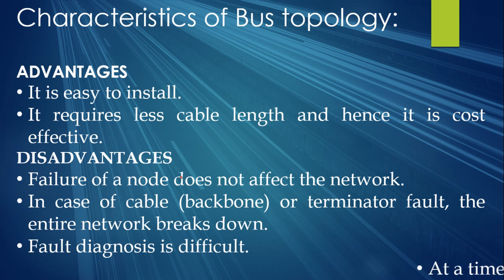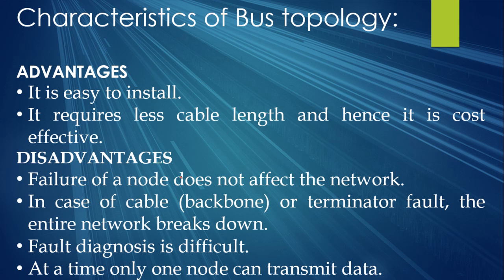One more point is there. At a time only one node can transmit data. Suppose a node wants to send data, first it checks whether the line is free or not. If the line is free, only then it can send the data. But suppose there are two systems and they send the data together, then what will happen? There is a chance that at some point both messages will collide with each other, and the data from one point will not reach the other point. Let me explain this point.